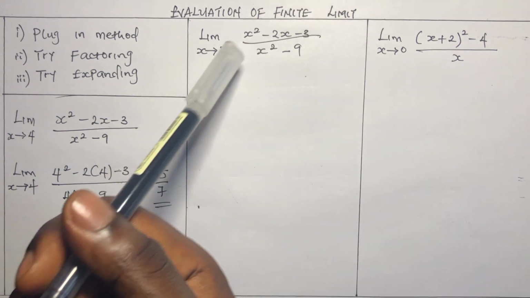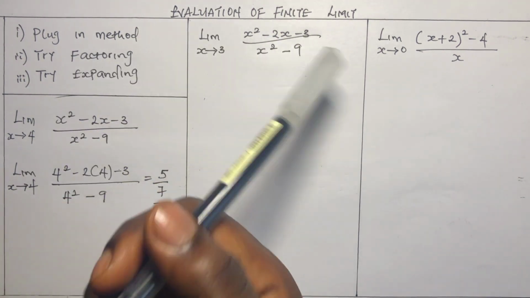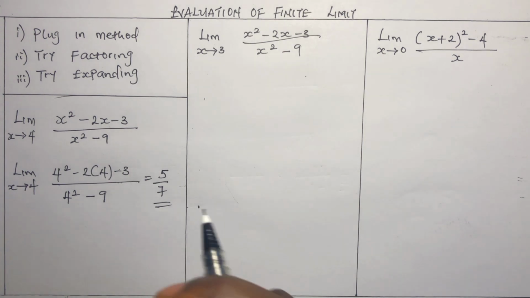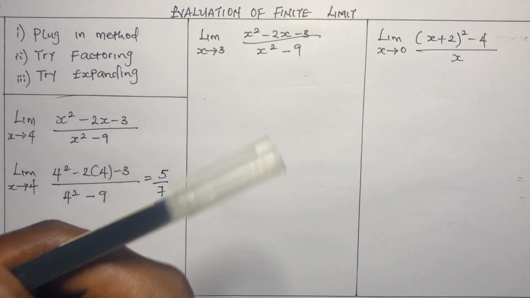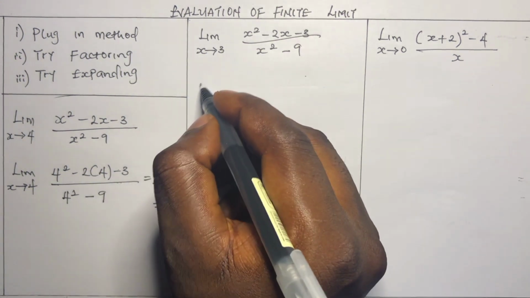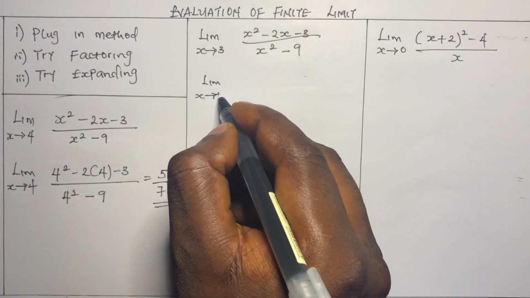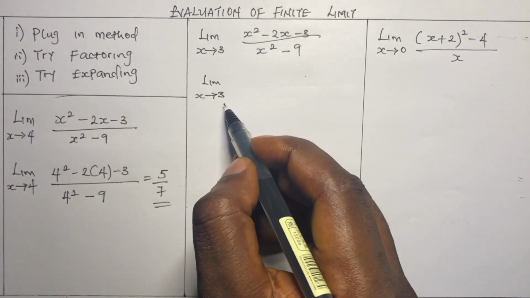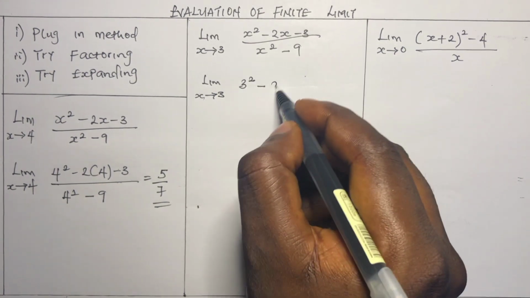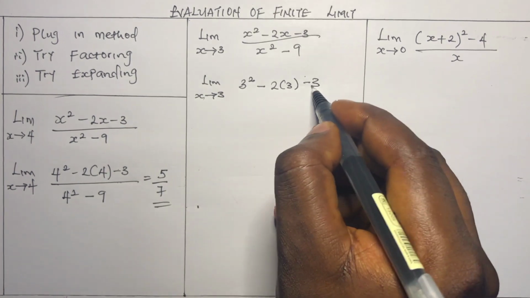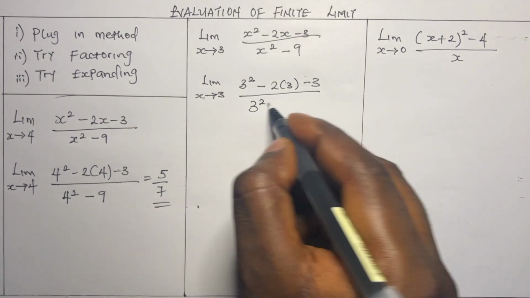And for this, we have the limit of x squared minus 2x minus 3 all divided by x squared minus 9 as x tends towards 3, right? Now we are going to also use the plug-in method just to see if we can actually determine the limit of this function. We have the limit as x tends to 3. Now anywhere we find x, we substitute 3, right? So we have 3 squared minus 2 times 3 minus 3 all divided by 3 squared minus 9.